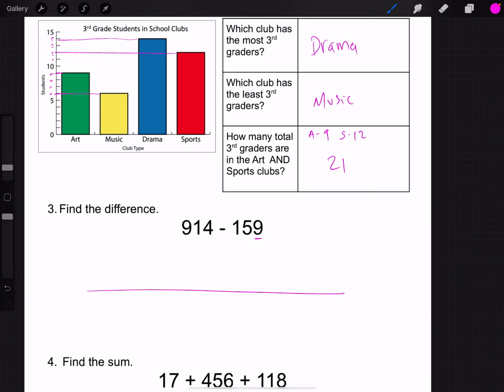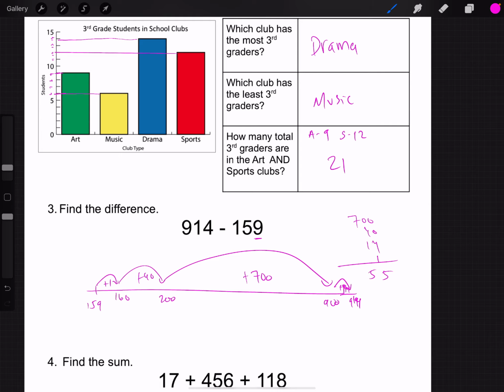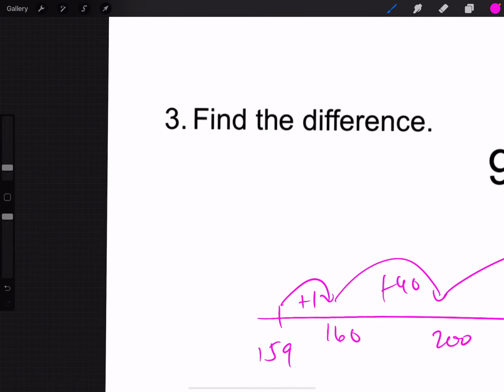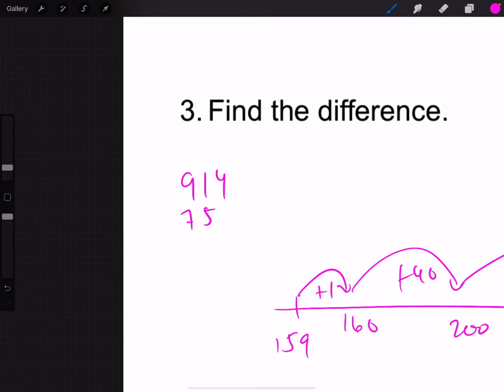I see that this is close to 160, which means I can just go up 1 to get to 160. And then I can go up 40 to get to 200. And then I could quickly jump 700 to get to 900, and then finally 14 gets me to 914. And then I could just add those quickly all together. 740, 14, and 1 gives me 755. And of course, if I'm feeling comfortable, I can use the algorithm and do some borrowing.